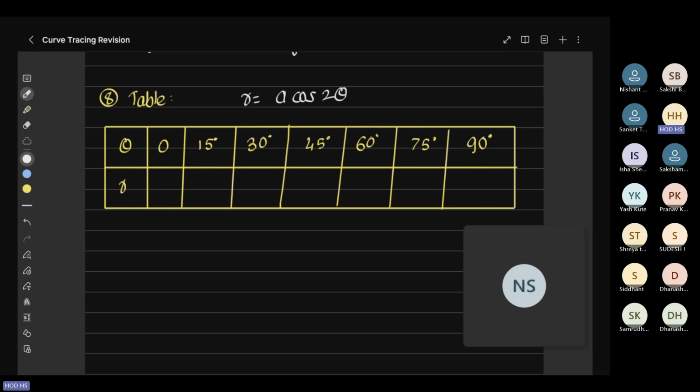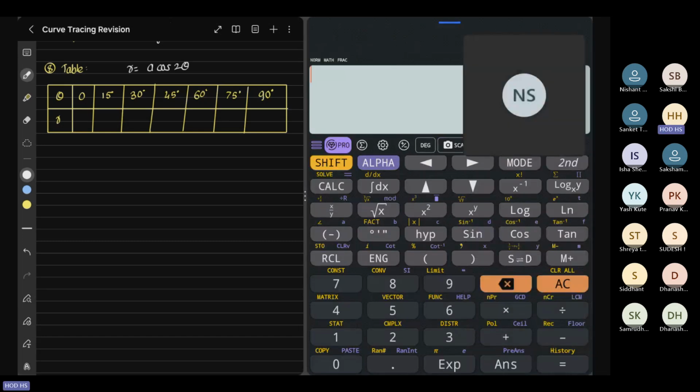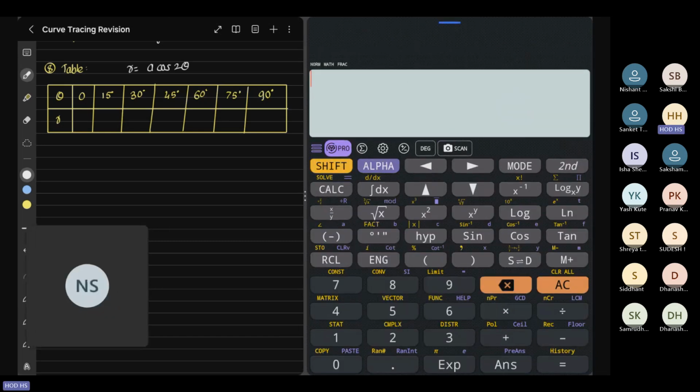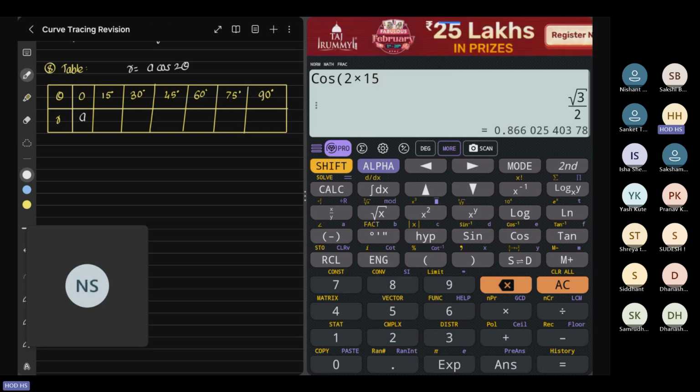So I will open my calci. So a, consider a as it is. So cos of 2 into whatever angle that we want to see. So since we are getting a, notice that we have to multiply by a for this quantity. So we will get a. Now for 15 degree, we have 0.99. So not 1, for 15 degree, we have 0.86a. For 30 degree, we have 0.5, so 0.5a.